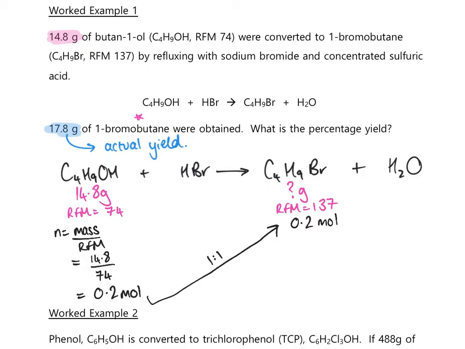So what we want to do at this stage is to convert that number of moles into mass. So we would be doing mass equals N times RFM. Our number of moles is 0.2. Our RFM is 137. And that then comes out as 27.4 grams. So what we want to realise is that this value here is our theoretical yield, and you can see that it's a good bit higher than our actual yield. So that is your theoretical yield.